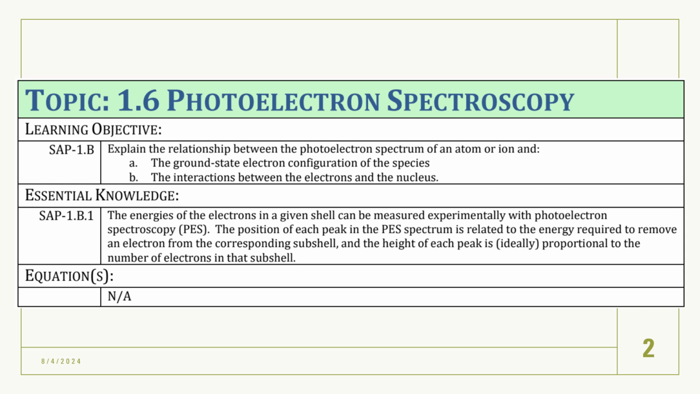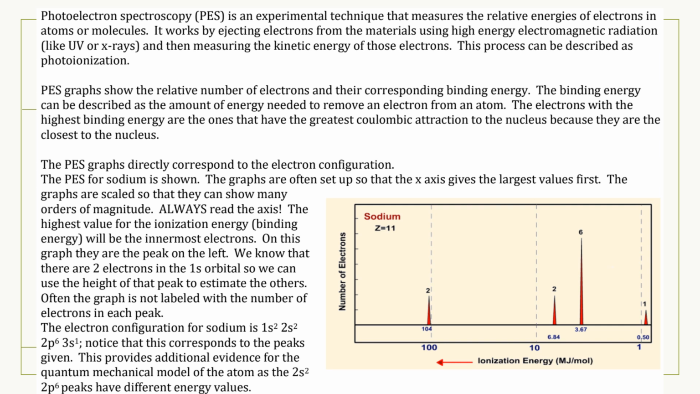The objective for this topic is to be able to explain the relationship between the photoelectron spectrum of an atom or ion and the ground state electron configuration of the species, and the interactions between the electron and nucleus. I know it's a lot here.